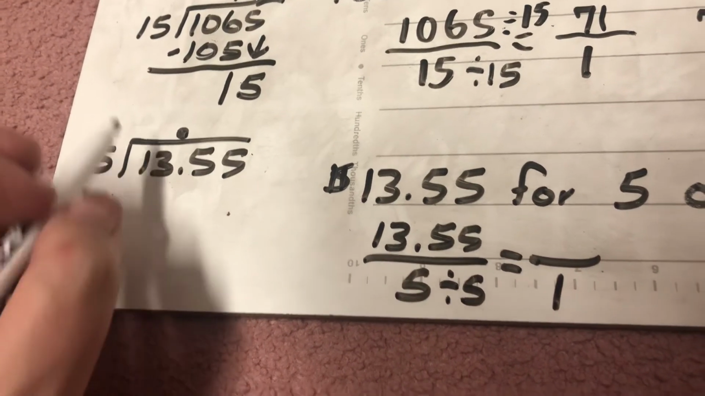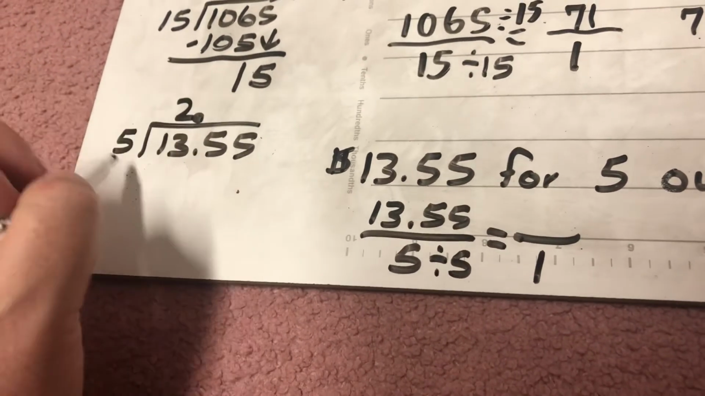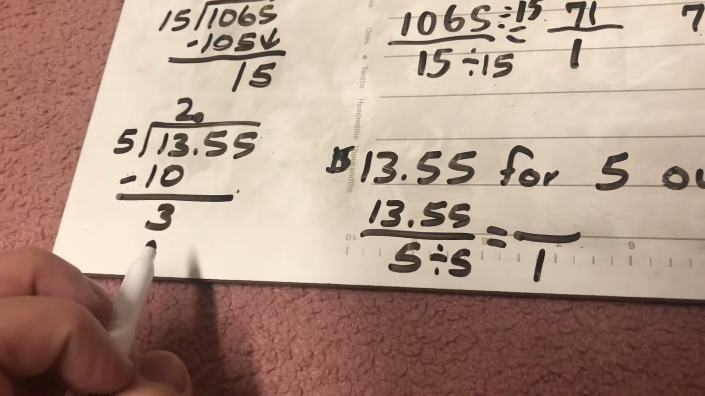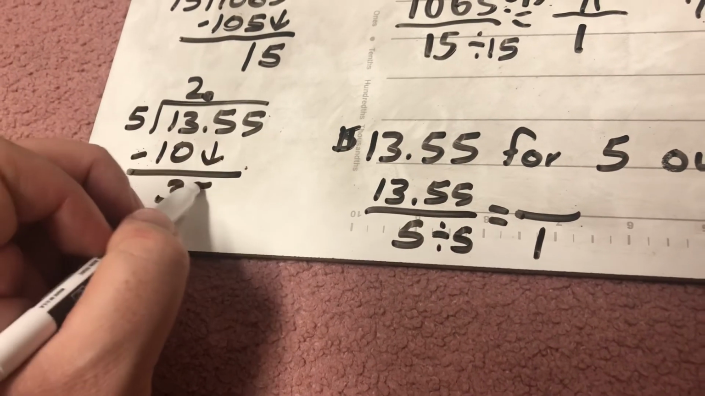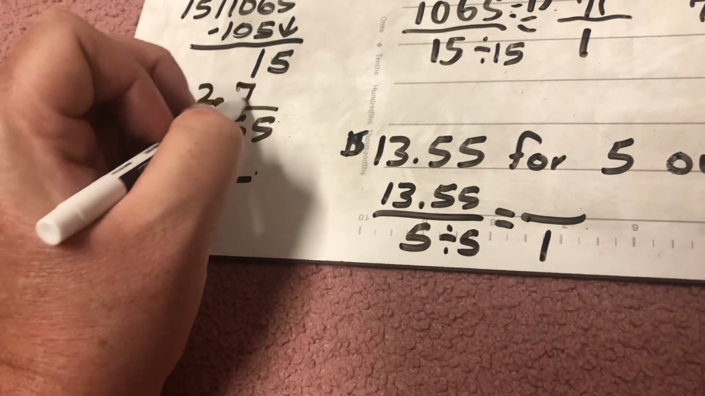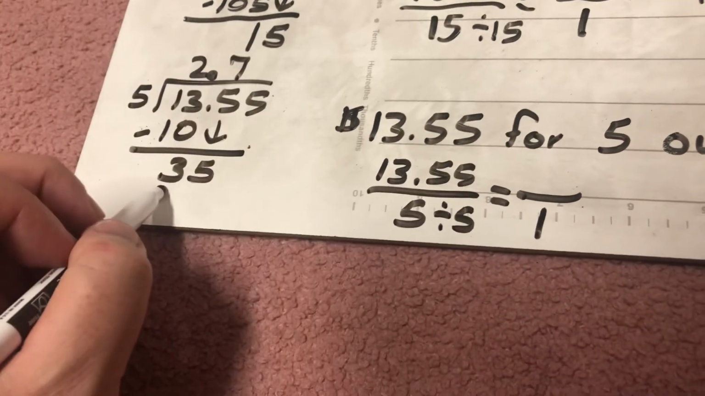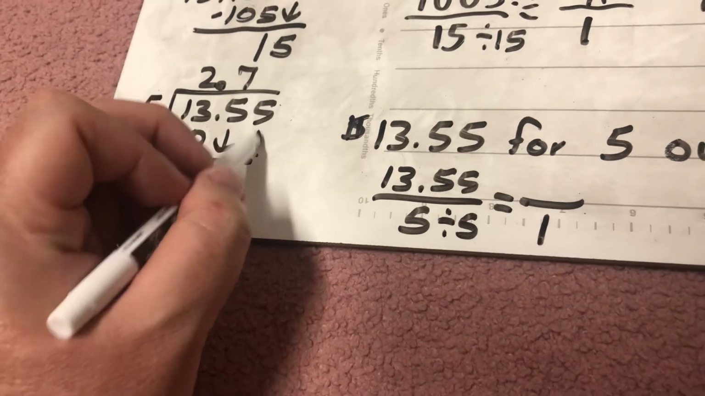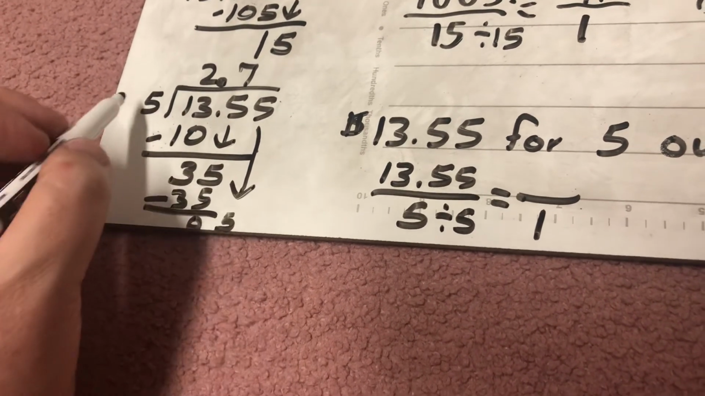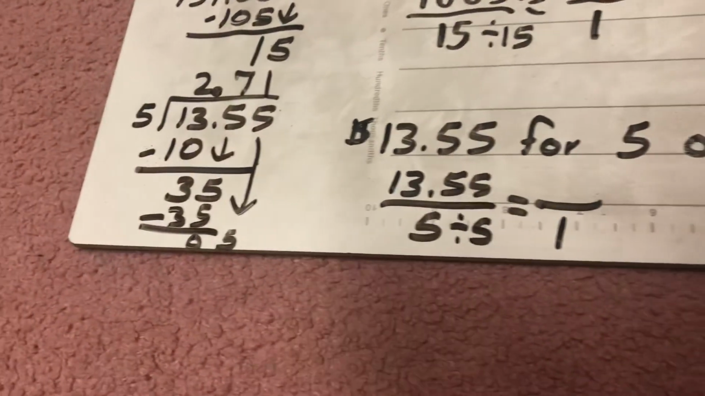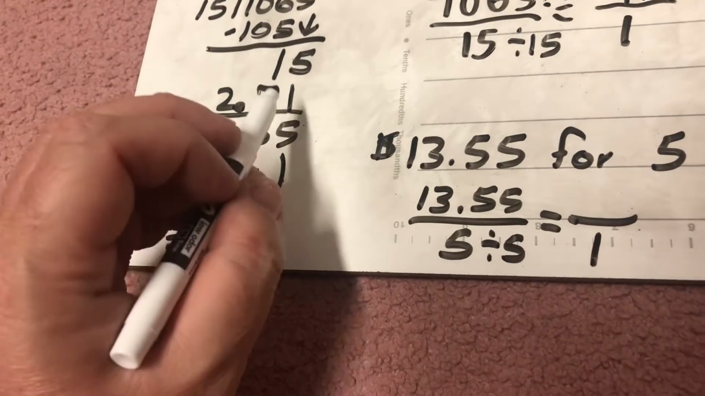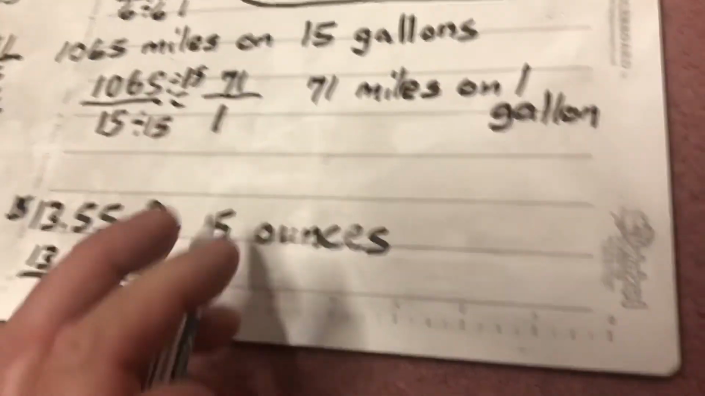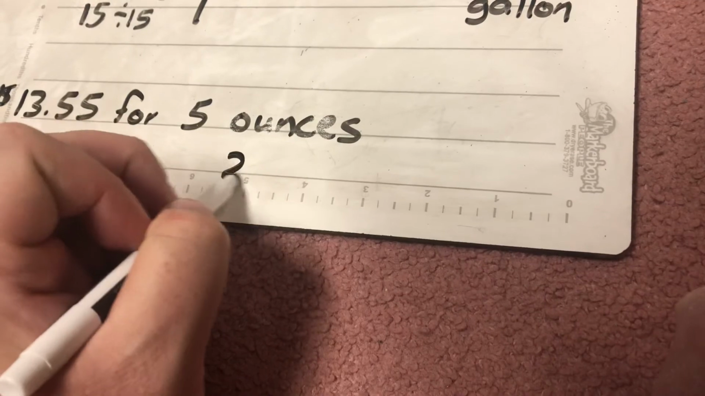5 cannot go into 1, but it can go into 13 2 times. 5 times 2 is 10. 13 minus 10 is 3. Bring down the 5. 5 can go into 35 7 times. 5 times 7 is 35. 35 minus 35 is 0. Bring down that 5. 5 can go into 5 one time, and I know when I take 5 into 5 one time, there are none left over. So I end up with $2.71 for 1 ounce.